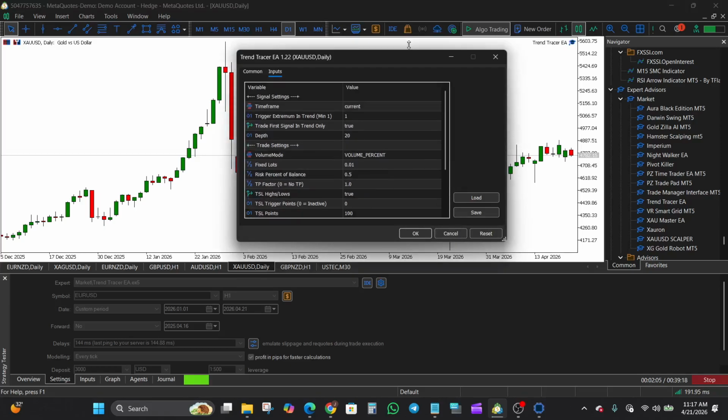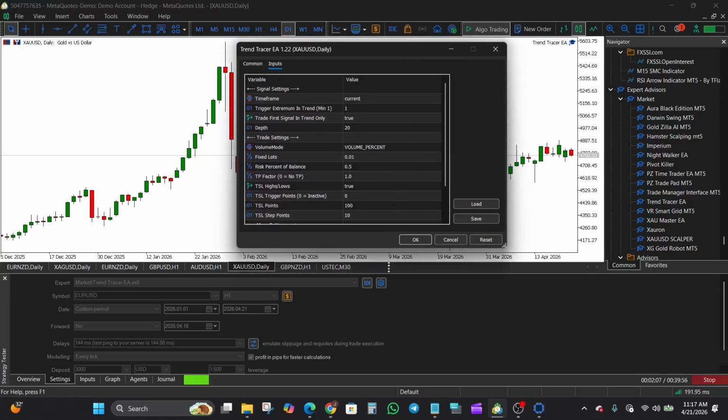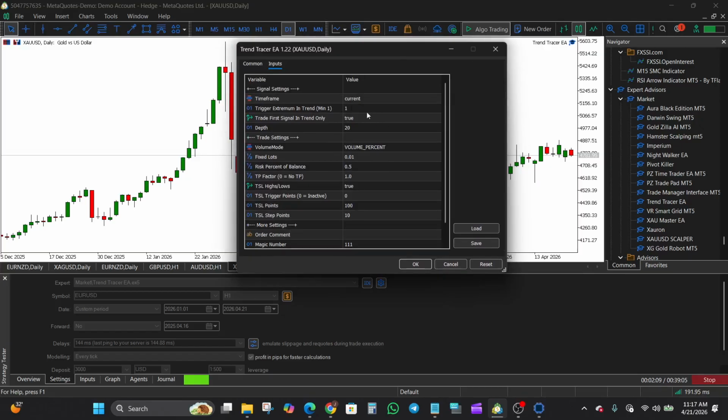For example, the inputs. Let's just quickly go through the inputs. We can see that you can select the time frame, and then we can also see the trigger extremum in trend. You can edit the value, and the trade first signal in trend only. You can choose if you want that or not.